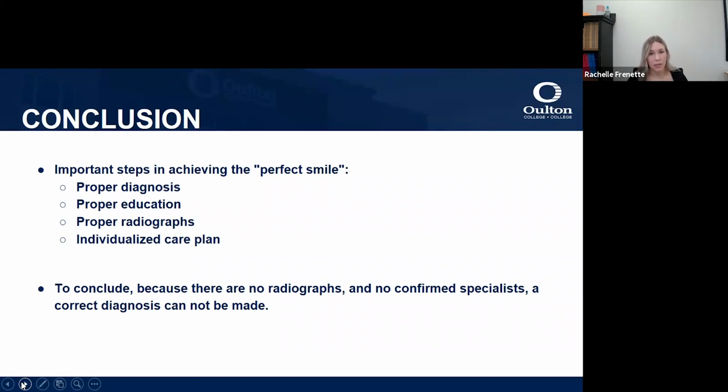So to conclude, because there are no radiographs and no confirmed specialists, there are no intraoral assessments being done, and there's no periodontal health being assessed. This can make it possible for an incorrect diagnosis to be made.